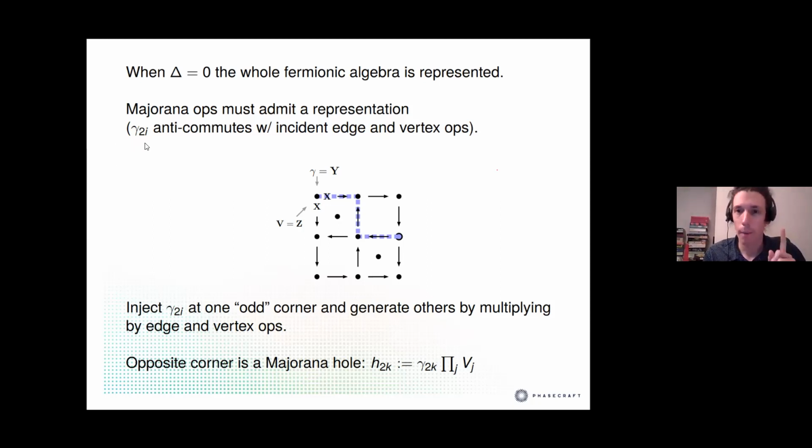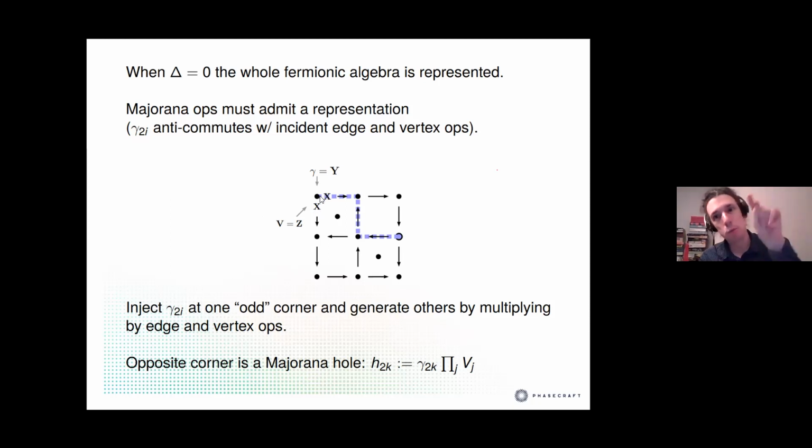So a Majorana operator of the first type anti-commutes with its incident edge operators and its incident vertex operators. Those are vertex operators in the same site. And so if we look at this lattice, we can see that at the corner, where the edges point away, they act with X's on that site, and the vertex operator acts with the Z, which means we can identify a Pauli which satisfies the same anti-commutation relations as this Majorana, namely the Y Pauli operator.